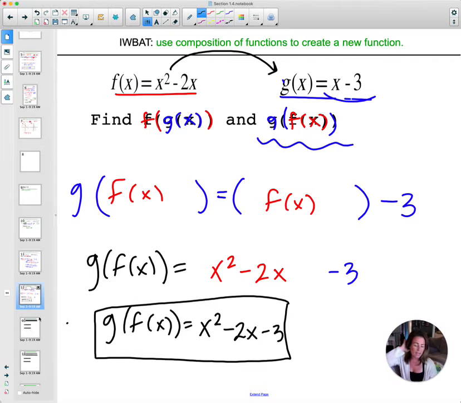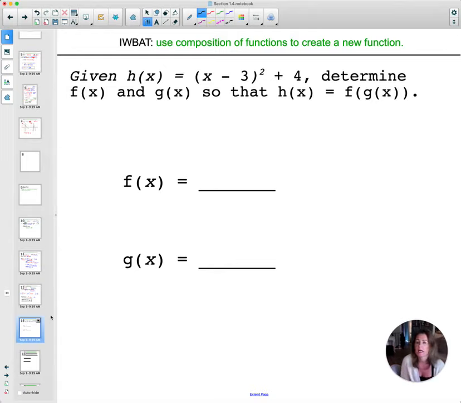All right, then we can actually write functions, okay? And if you're going to take calculus, this is big for when you take calculus. But so given h of x equals (x minus 3) squared plus 4, determine f of x and g of x, okay? So figure out what the f function is and figure out what the g function is so that h of x is equal to f of g of x.